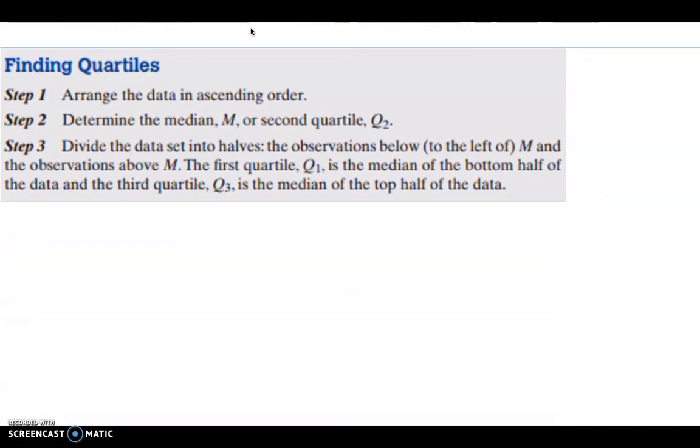Finding quartiles is just like finding the median. You arrange the data in ascending order. The easiest way is to first identify the median, which is the second quartile, and then you divide the set into halves: the observations that are below or to the left of the median, and the observations that are above or to the right. The first quartile is the median of the bottom half, and the third quartile, Q3, is the median of the top half.